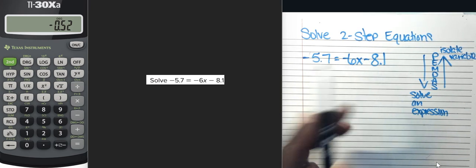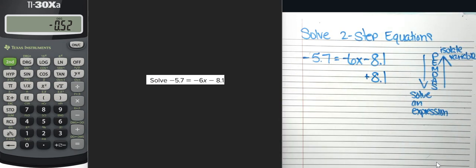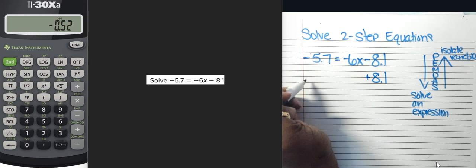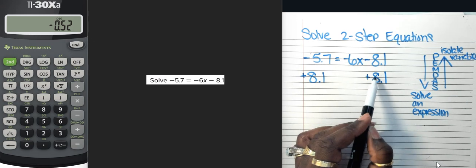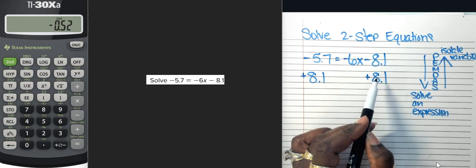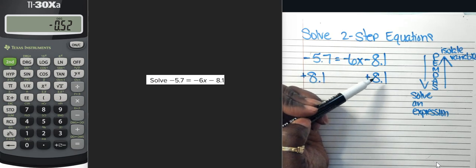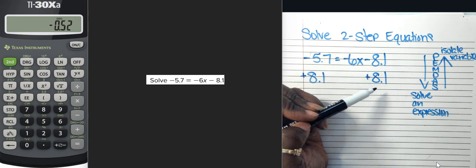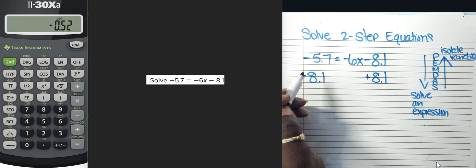I do see subtraction, so I'm going to use the inverse operation for that, which is plus or addition. So we're going to add 8.1 to both sides. The reason that we're doing that is because we want to cancel it out on the side that has the variable. All right, and so in canceling it out, we want it to be equal to 0 if you're adding or subtracting. And remember, if you're multiplying or dividing, you need it to be equal to 1.